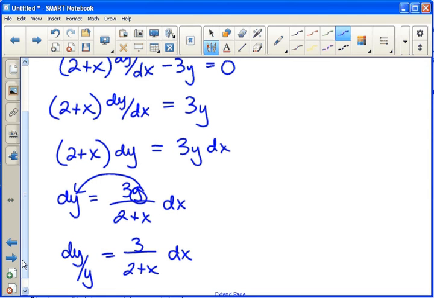Okay, again, you need u substitution here. U is 2 plus x. Du is 1 dx. And we need to multiply that by 3.